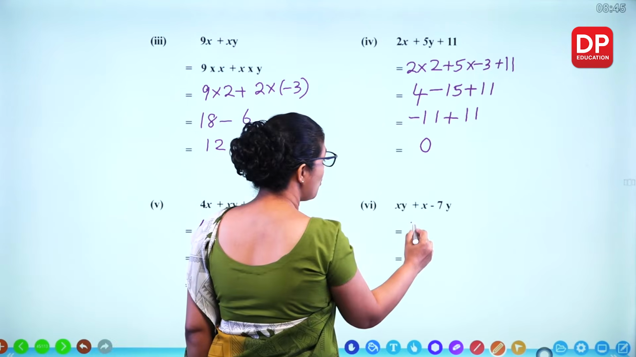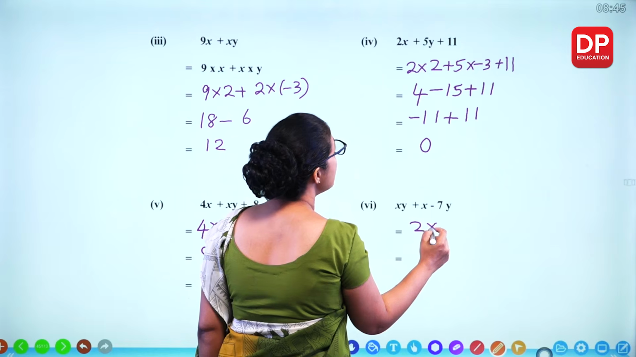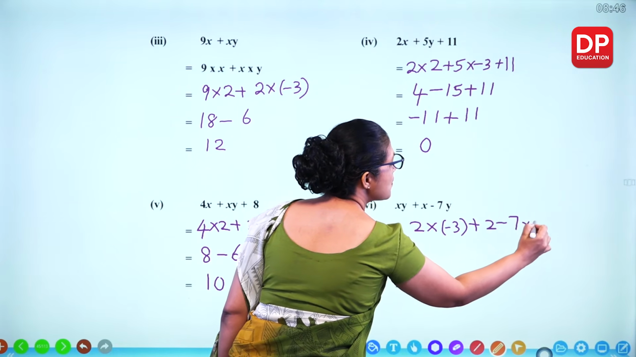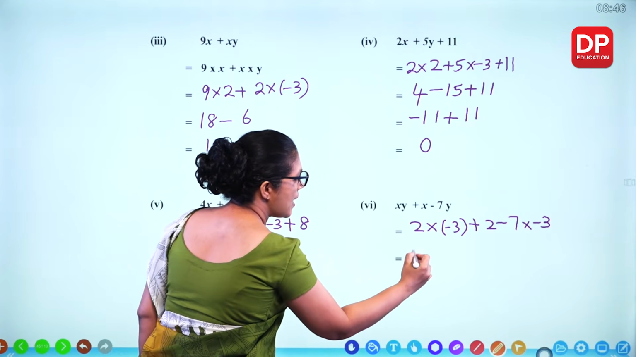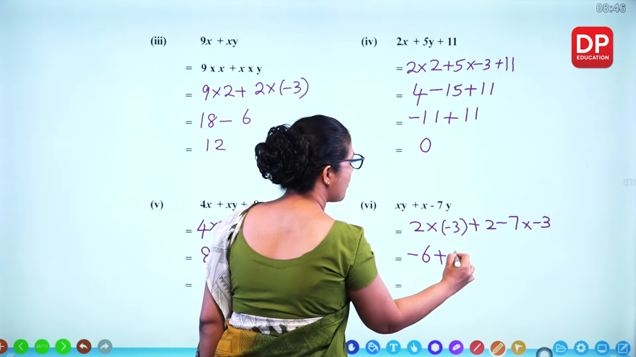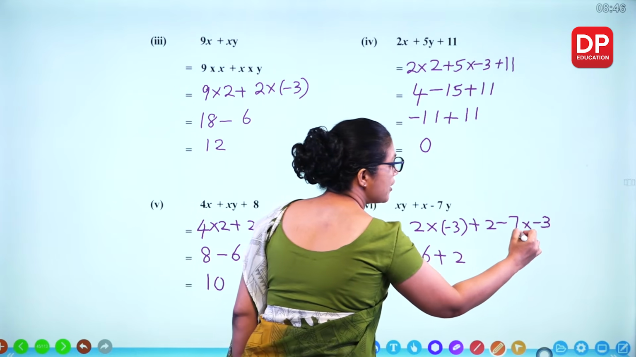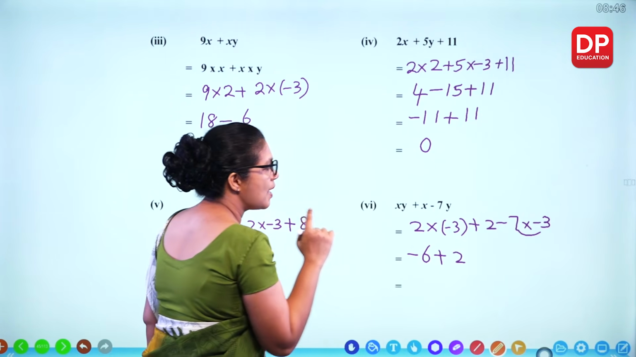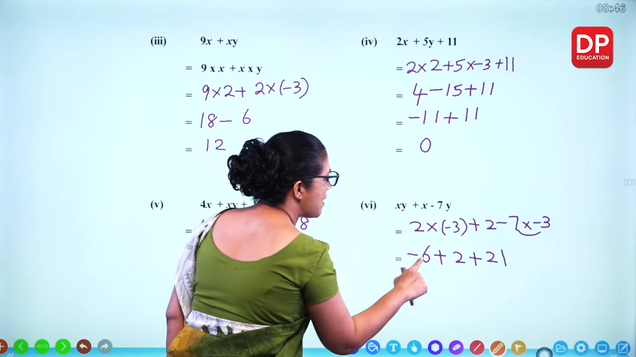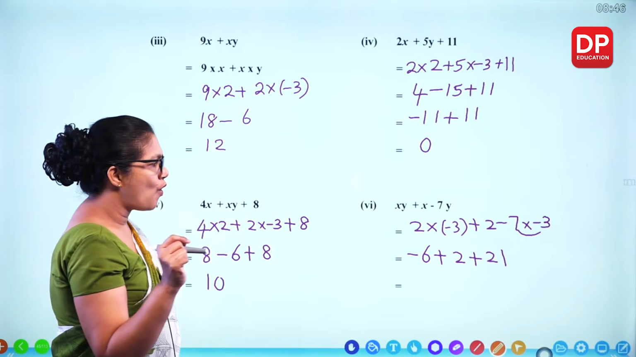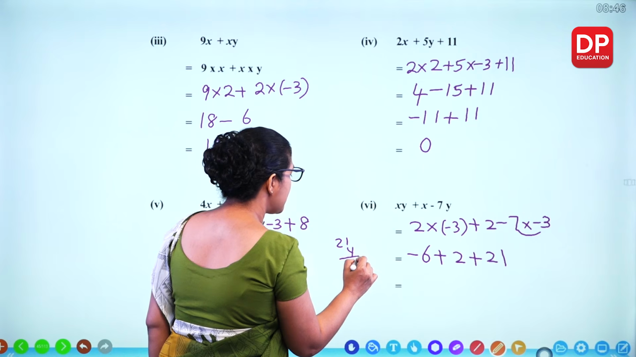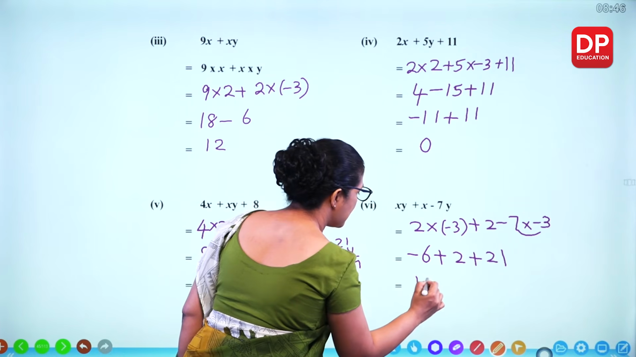Here, x is 2, y is minus 3, plus 2 minus 7 times minus 3. 2 times minus 3 is minus 6. Here, plus 2 is there already. According to BODMAS, you have to multiply first. Minus into minus is plus 21. Minus 6 plus 2 is minus 4. Minus 4 plus 21, you get 17.